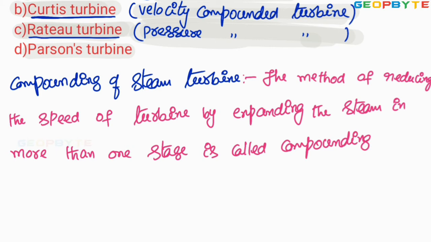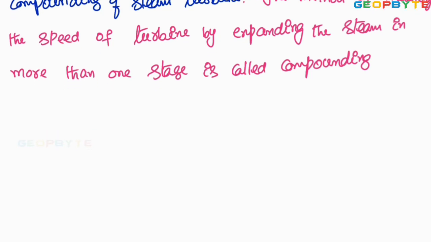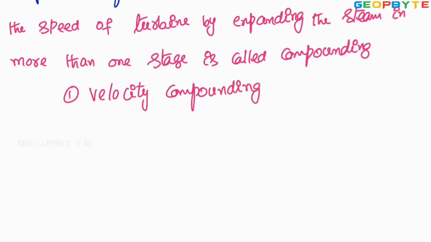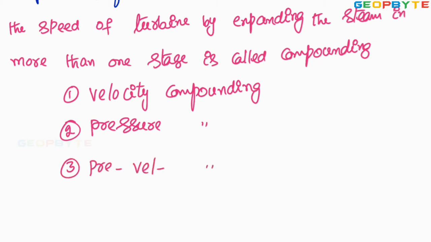The main intention of the compounding is to reduce the speed of the turbine. There are different compoundings available. First one is velocity compounding. Second one, pressure compounding. Third one, pressure velocity compounding. I hope you clearly got my point.